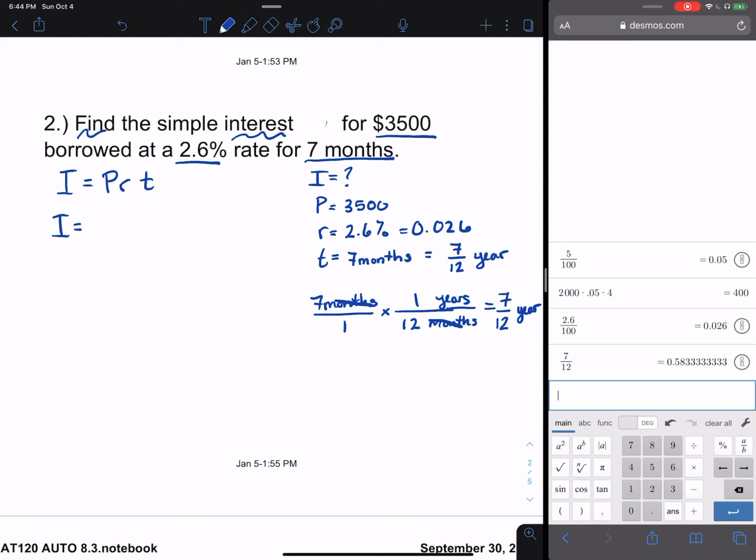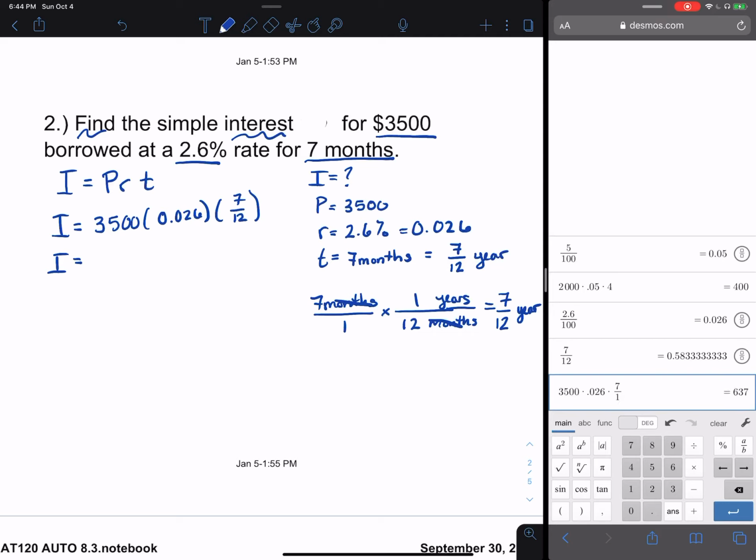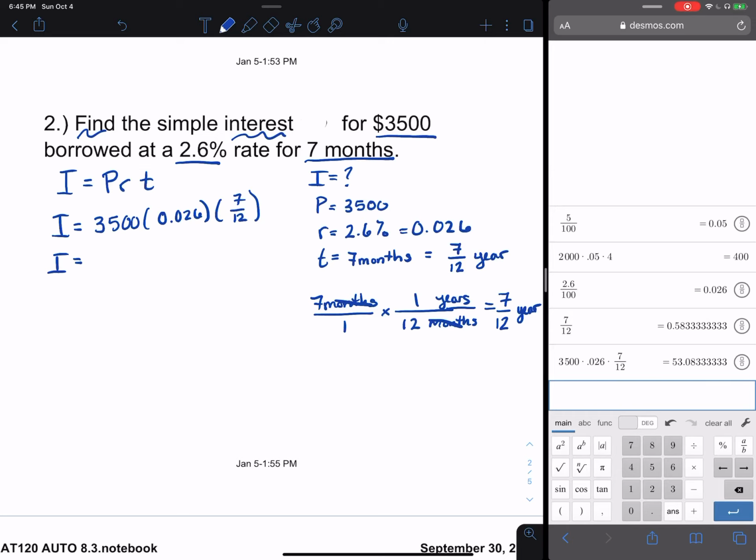So I have interest equals the principal, 3,500, times the rate in decimal form, 0.026, times the time in years, 7/12ths. Then I'm going to plug this into my calculator. So I have 3,500 times 0.026 times, and for 7/12ths, I'm going to do 7 divided by 12, because remember, a fraction bar and a division sign are the same thing. So for interest, the I, we have 53.083 repeating.